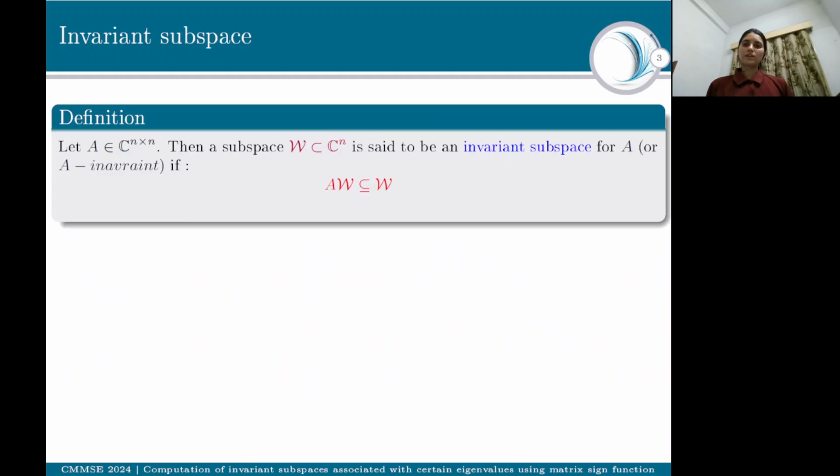So let's understand what invariant subspaces are. If we have a square matrix A, then a subspace W is said to be an invariant subspace if AW is contained in W. So how can we compute these subspaces?